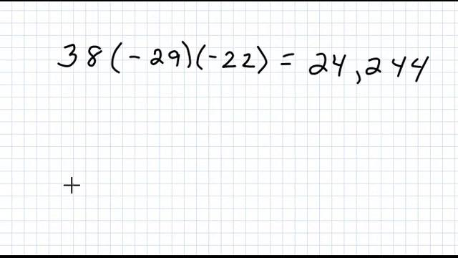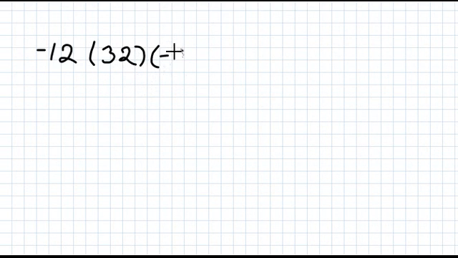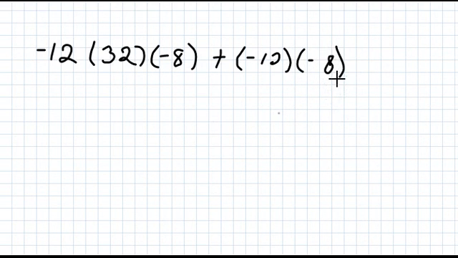Okay, let's look at a little bit more complicated one. And what about if we had a negative 12 times 32 times a negative 8, and then we said plus negative 12 times negative 8. Alright, well, I'm just going to tell you that the answer is a positive 3,168. So you need to try to get that, right?